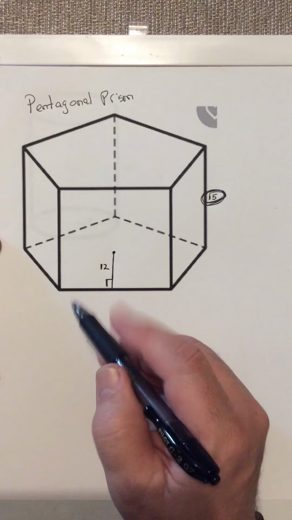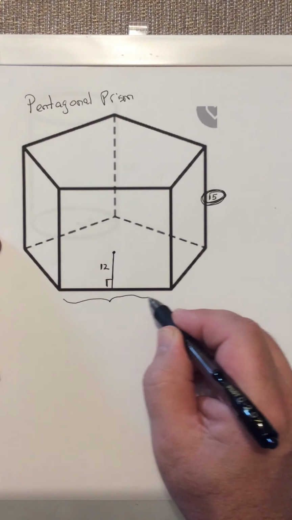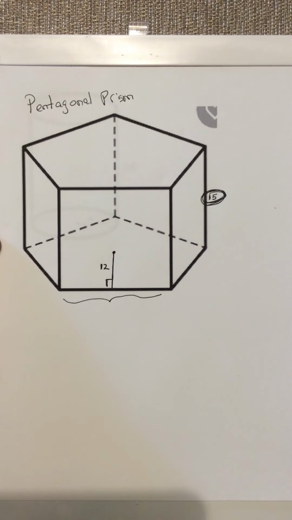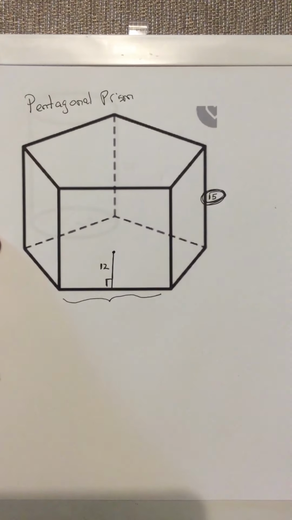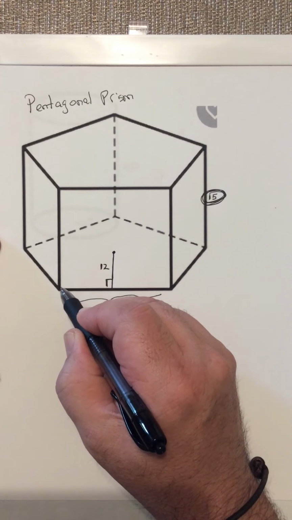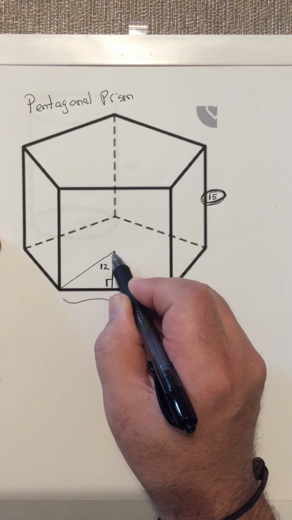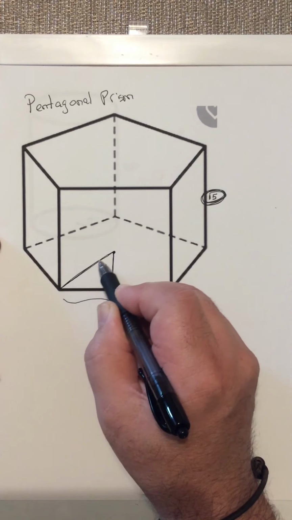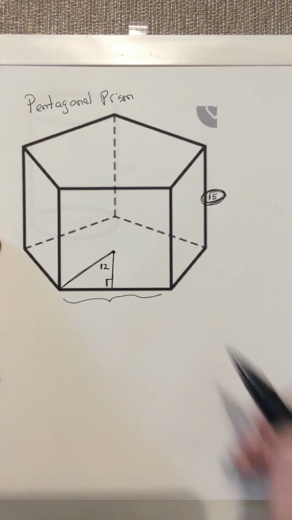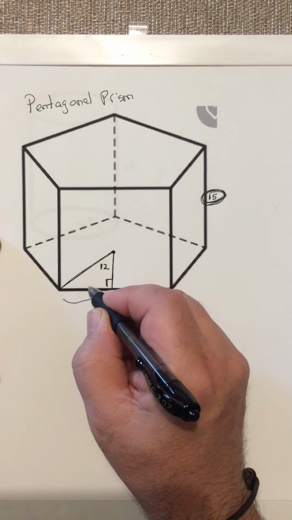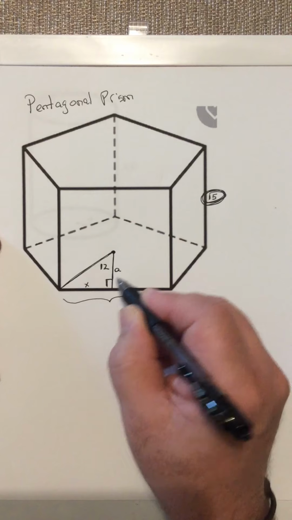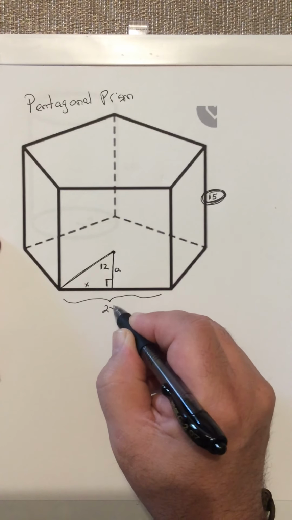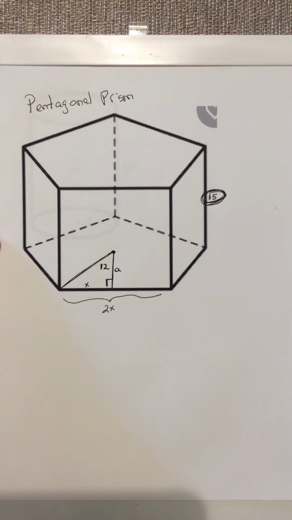So I need to find a side length so I can get the perimeter of the base. And I'm going to have to find the area of that pentagon as well. So to do that, we have to draw the radius apothem triangle. And I'm going to find this length, and once I get x, I know that's going to be 2x for the side, so I can do my perimeter that way.